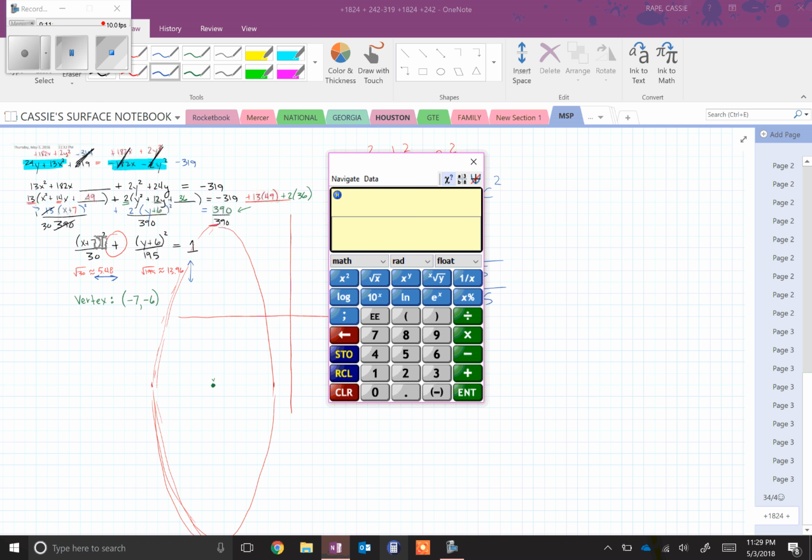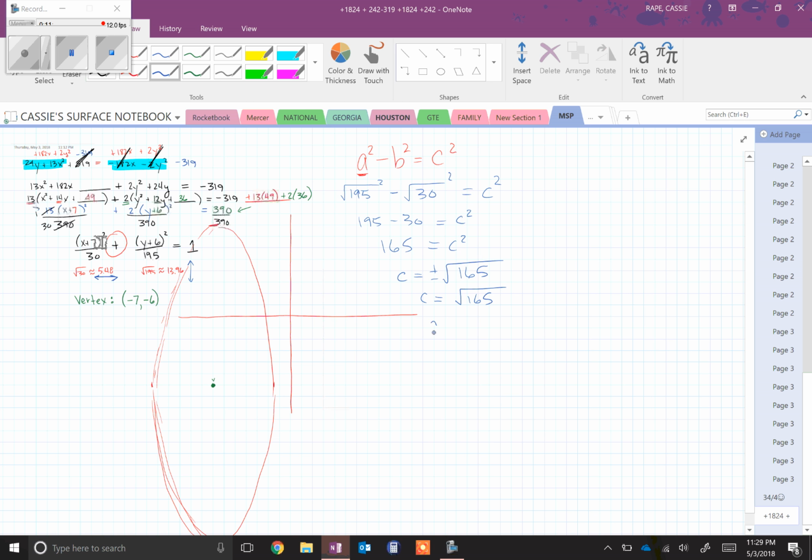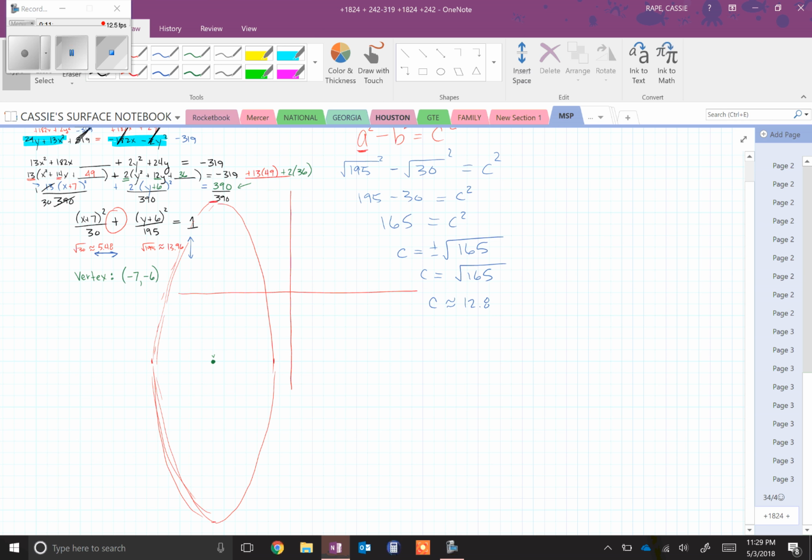Now the foci will always be along the major axis. Okay, so I'm going to go up 2, 4, 6, 8, 10, 12.8 is right about there. And then I'm going to go down 2, 4, 6, 8, 10, 12, and it's going to be right about there. So that's one focus, and that's the other focus. Remind yourself again, this point right here is (-7, 6).